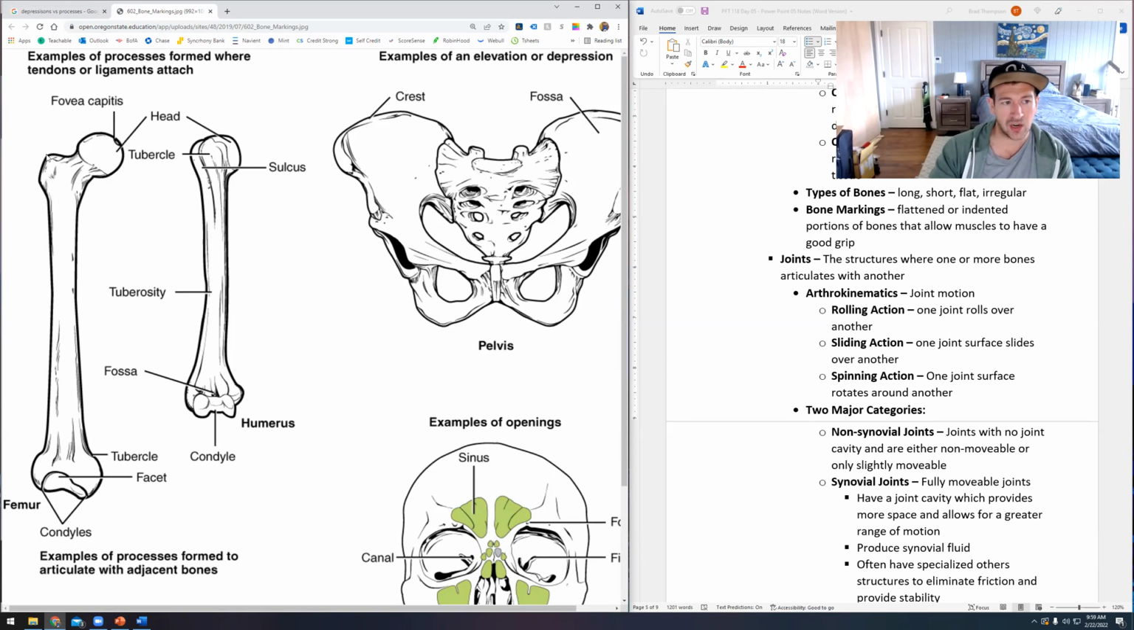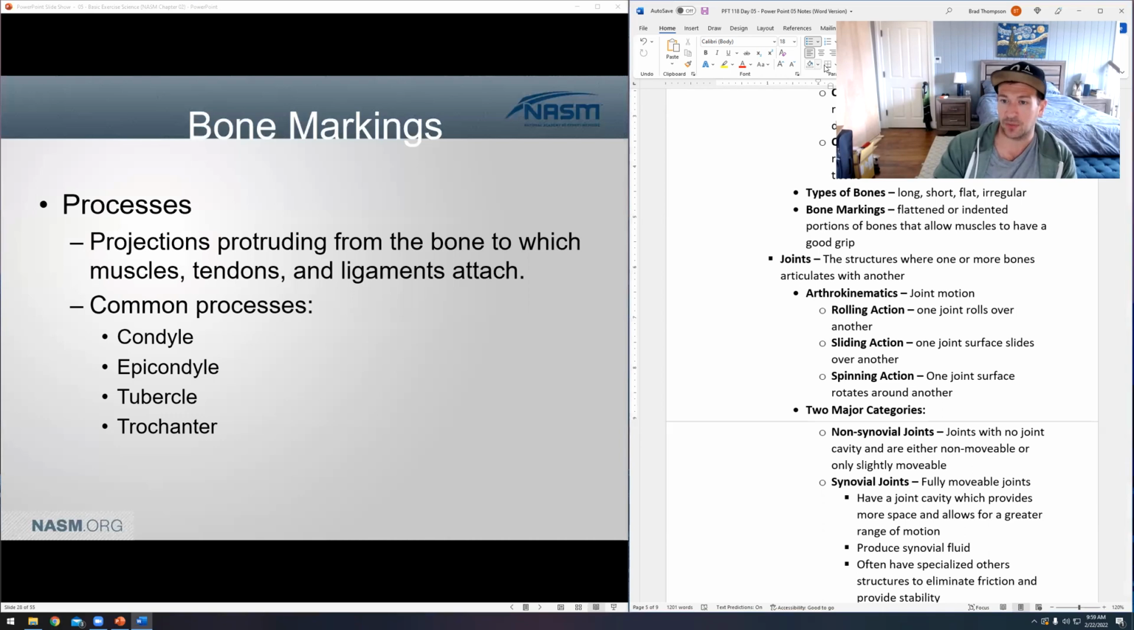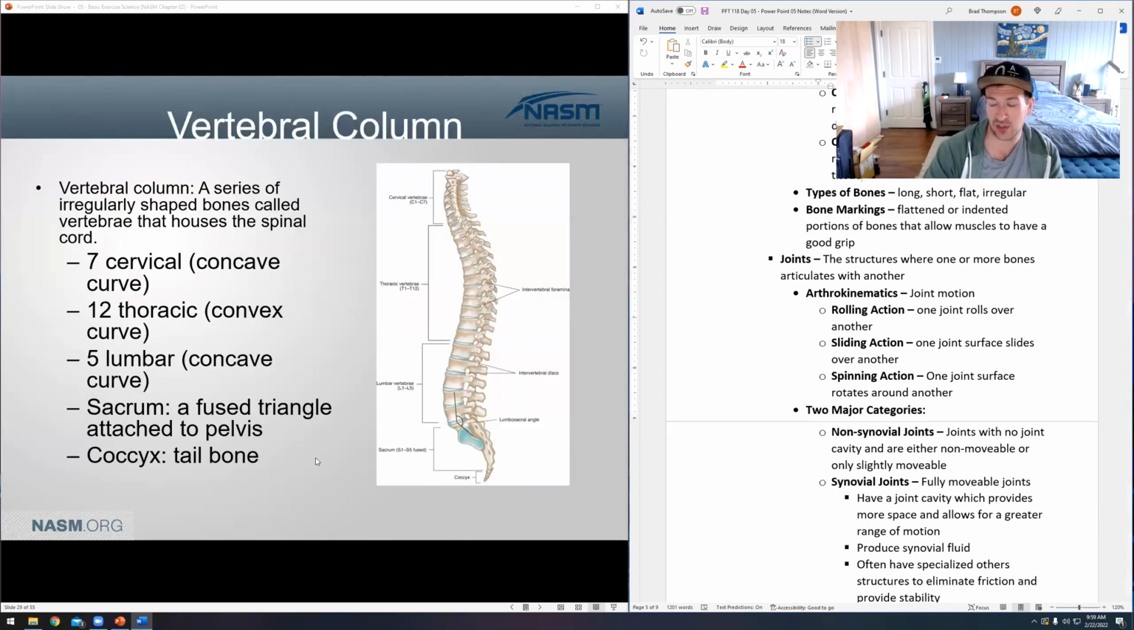So, here's a little process that allows your glute muscles and TFL and hip flexors to have a grip, right? Here's a little tubercle, which is like a depression that runs down, and that allows your quadriceps to sit into, right? So there's all kinds of very interesting little processes and depressions out there. We don't have to have them memorized, but understanding a little bit how they function is always helpful to understand how our muscles are recruiting to produce movement. So those are your bone markings, right?